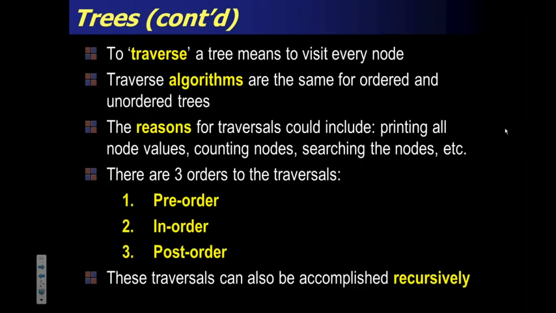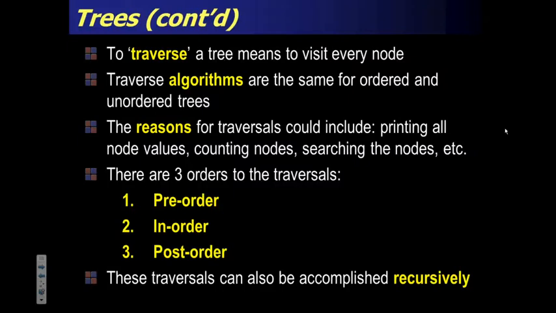All right? So let's take a look at trees in this context. Okay. There we go. To travel a tree, or to traverse a tree, means to visit every node. And that's what we're trying to do here. We're trying to visit every node. The traversal algorithms are essentially the same whether the tree is in order or not. Our tree happens to be in order, right? The way we designed it as a binary tree is when we insert a node, it gets inserted into its correct spot.